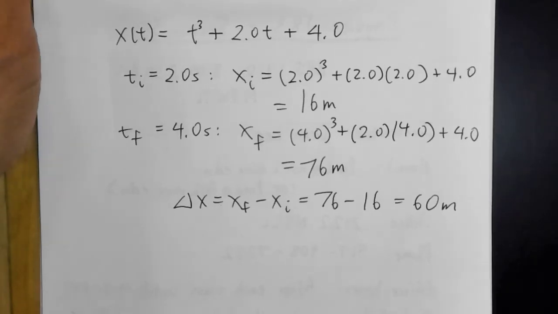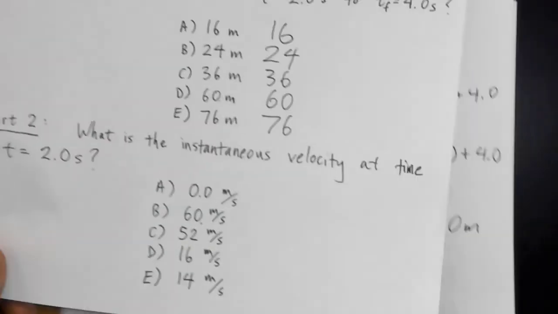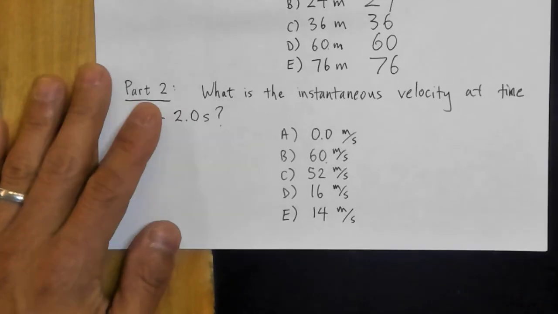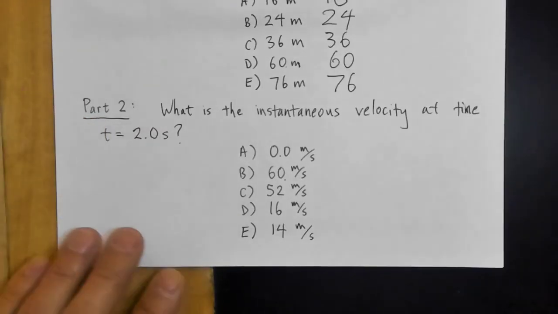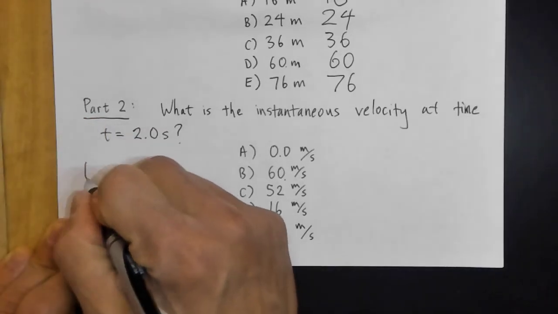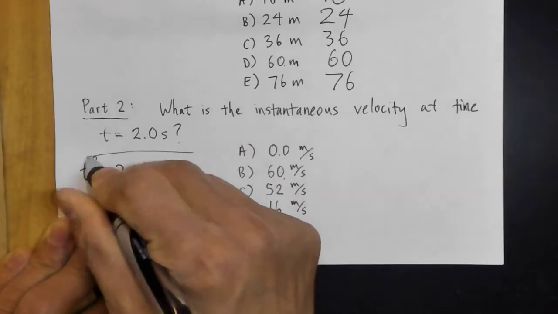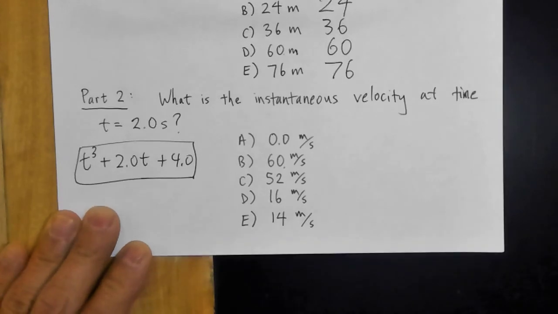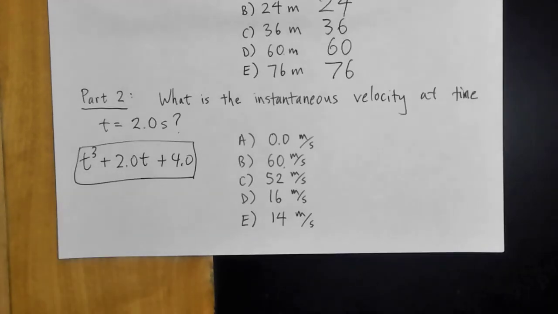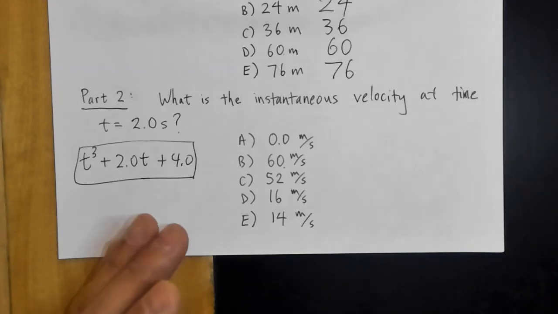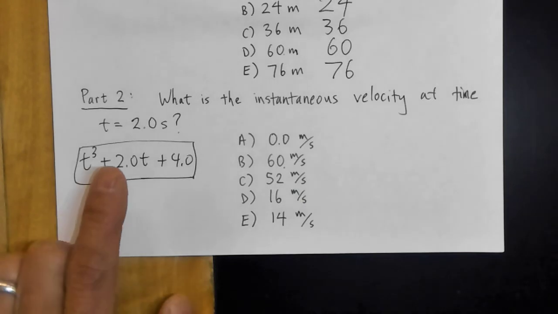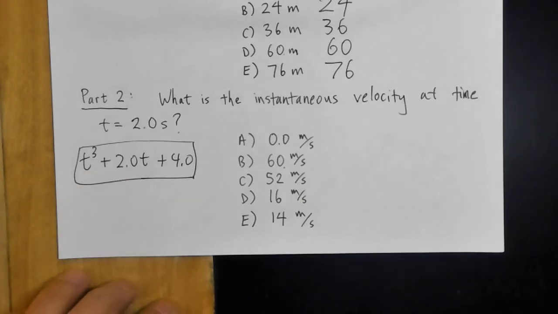The second part of this problem, let me put it here. And what I'll do is I'll write down the function again. So it's t cubed plus 2.0t plus 4.0. It's the function, okay? And I will open up the polling now. Oh yeah, let me read it to you. So what is the instantaneous velocity at time t equals 2.0 seconds?